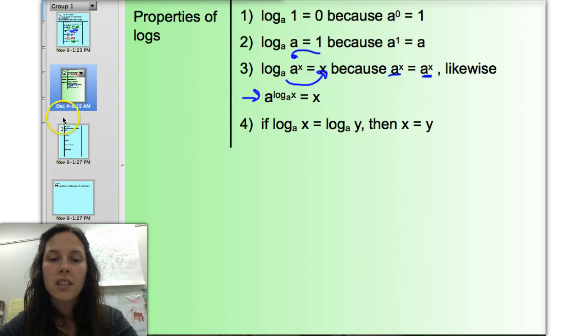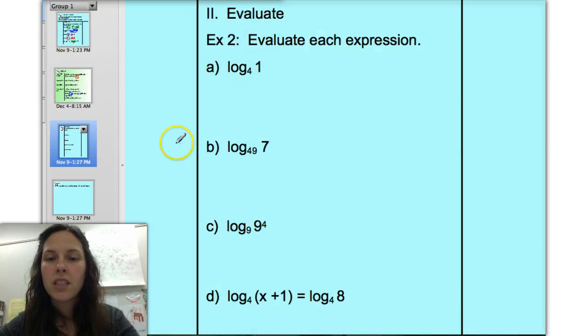Hopefully that makes sense to you, seems a little bit straightforward or common sense. What we're going to do next is practice evaluating logs. Some of those properties we'll use, some of them we may not. You might see some of them on your assignment instead.